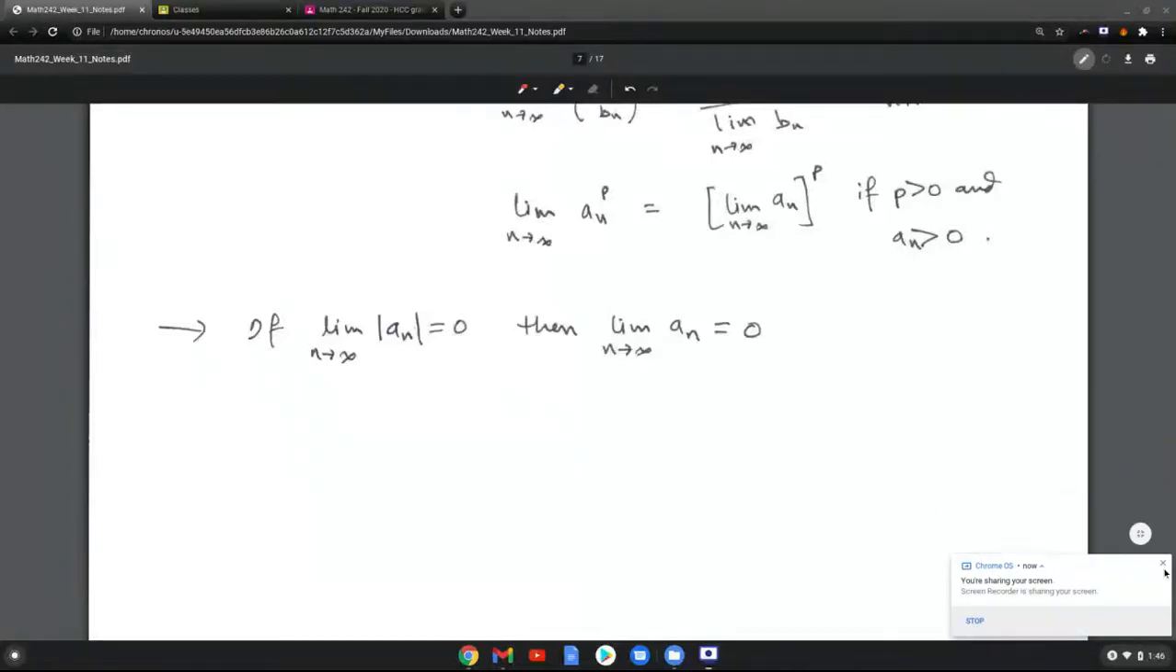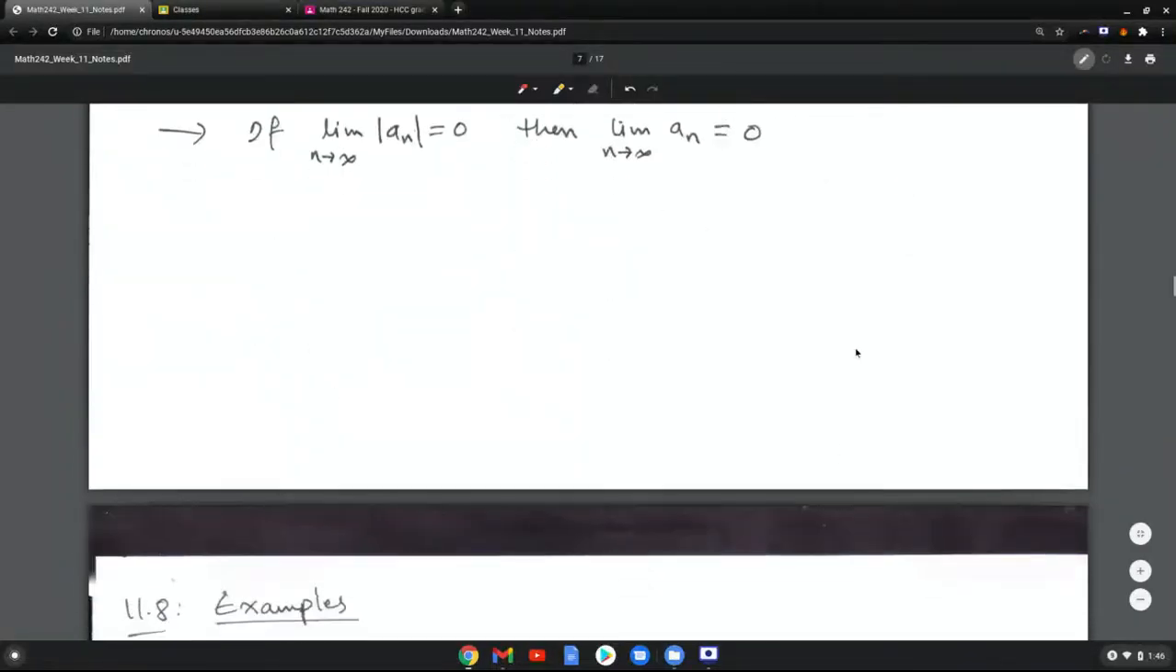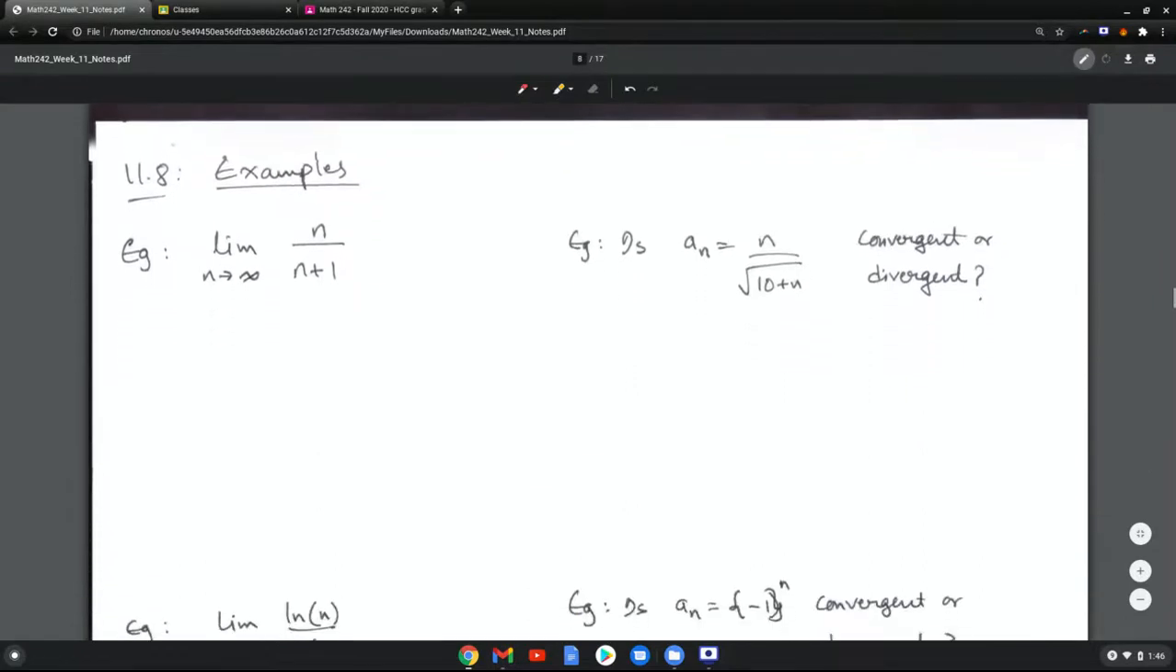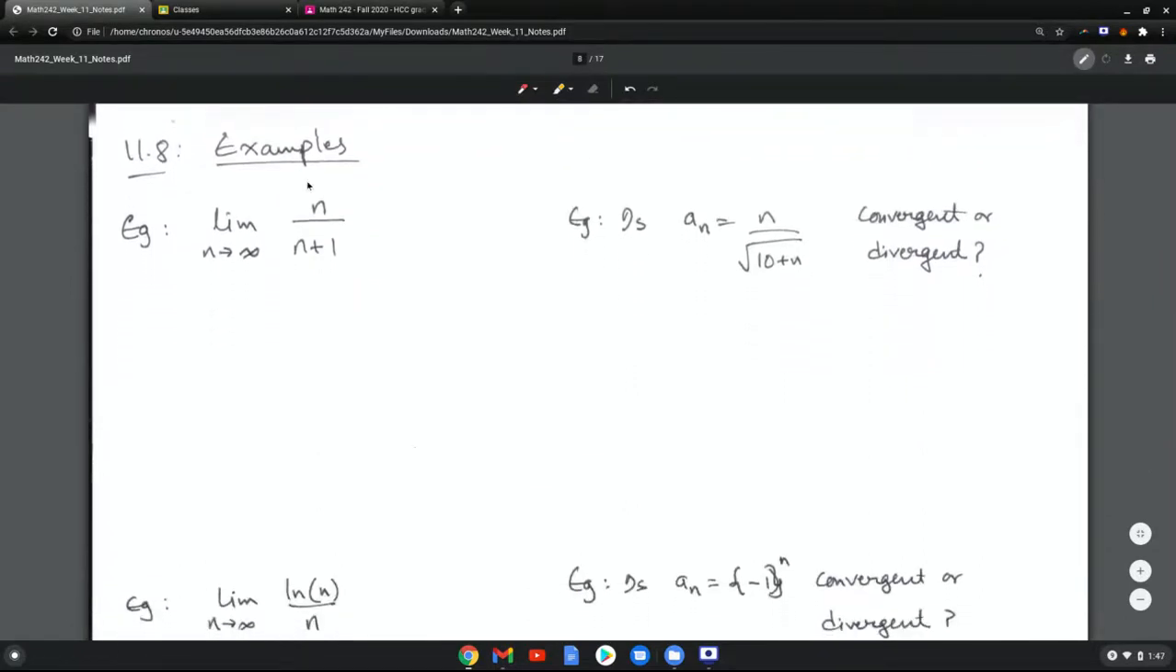Let's look at some examples for sequences. We've already seen this one. This limit is 1. Is this convergent or divergent? Now let's see. What is the limit as n goes to infinity of n over root 10 plus n?